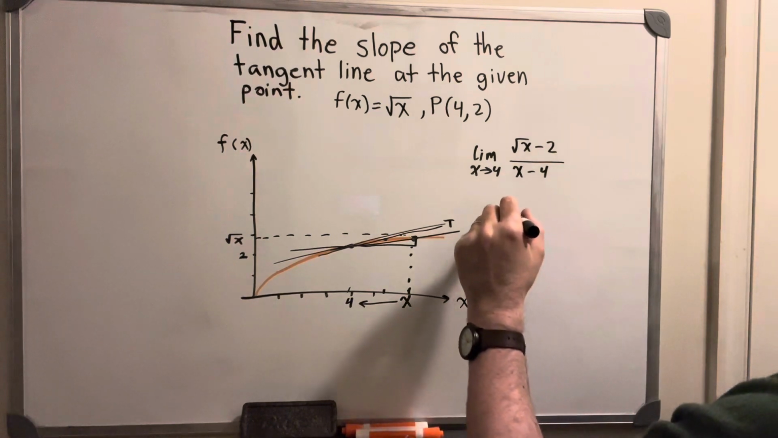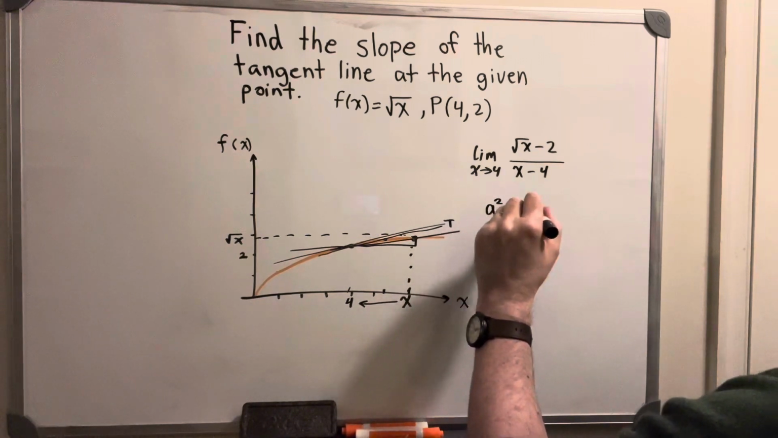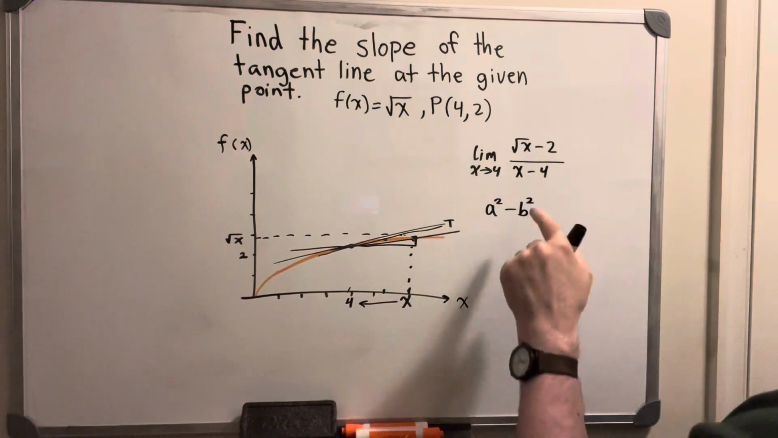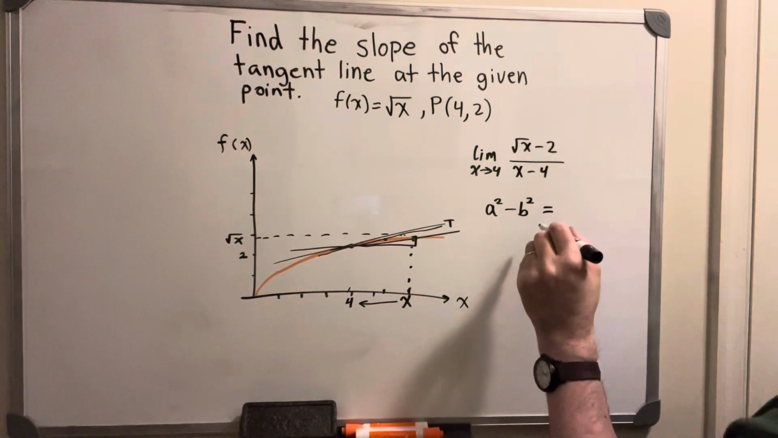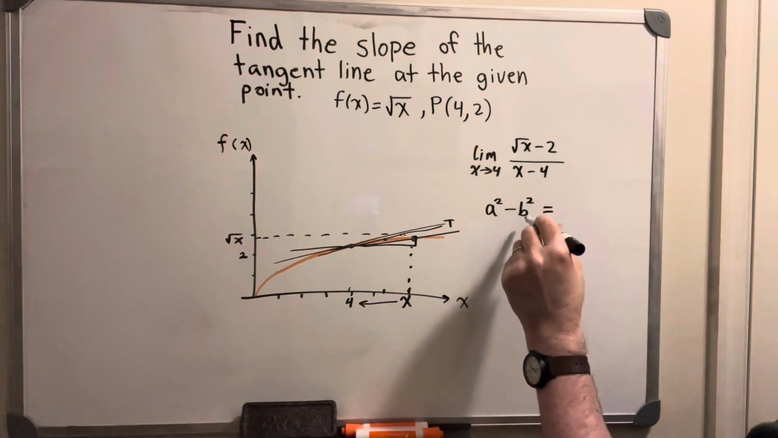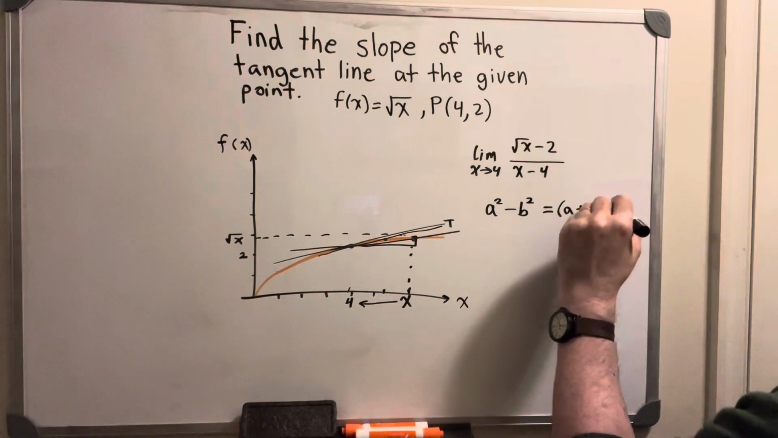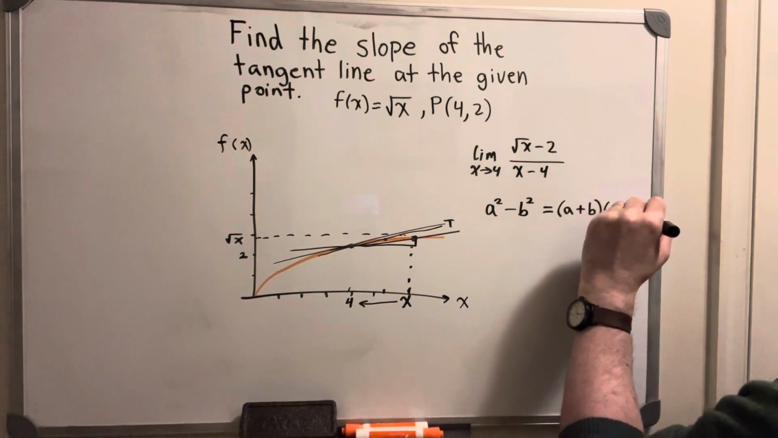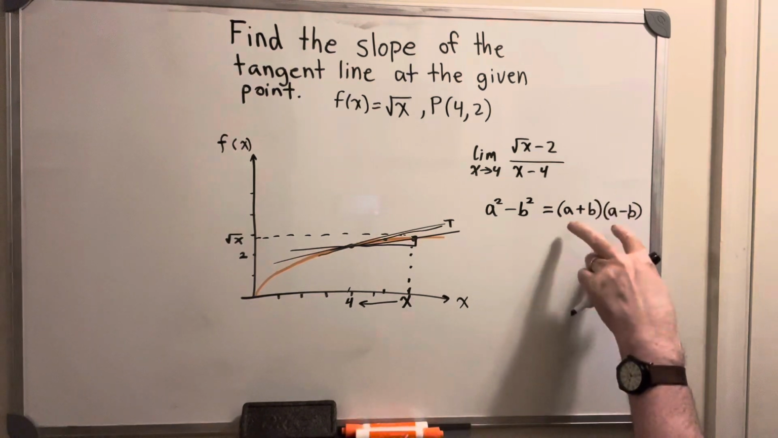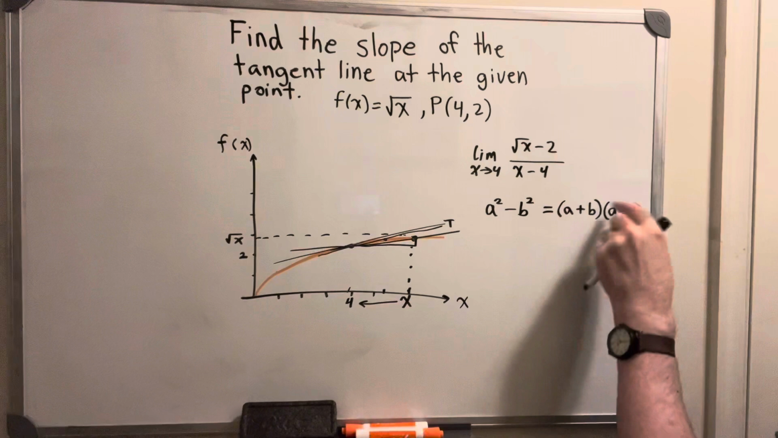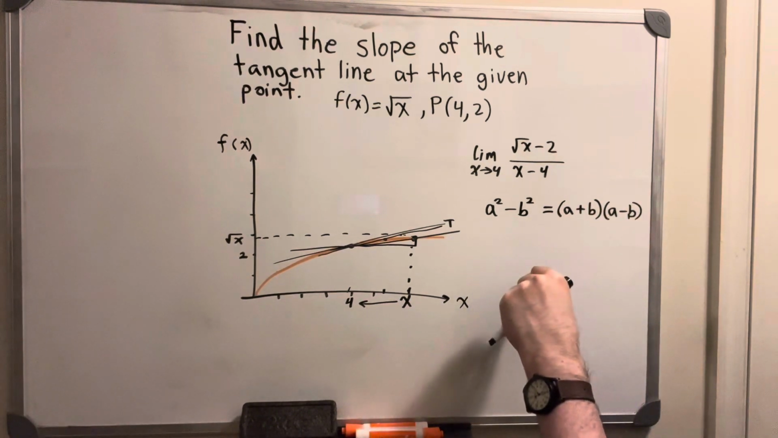Here's something interesting that you might not have known. If you ever have a difference of squares, like a squared minus b squared, it has to be a difference, bear in mind. It turns out that a squared minus b squared is equivalent to a plus b times a minus b. Now, if you do polynomial multiplication on this, you'll find that it works out to a squared minus b squared.